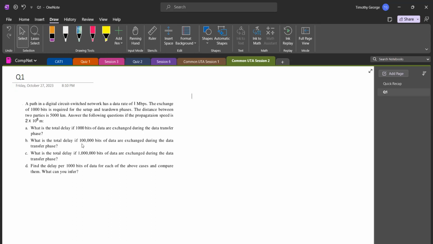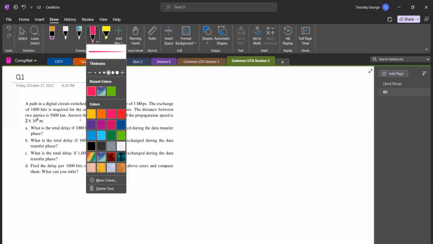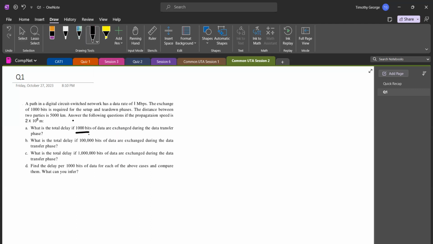So you have 1,000 bits, you have 100,000 bits, and you have 1,000,000 bits. And what they're asking here is the total delay for all these cases. And finally, they ask to find the delay per 1,000 bits of data for each of the above cases and compare them. What can you infer? Okay, so let's try and solve this question.